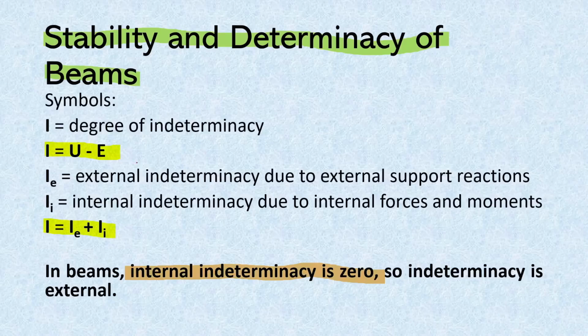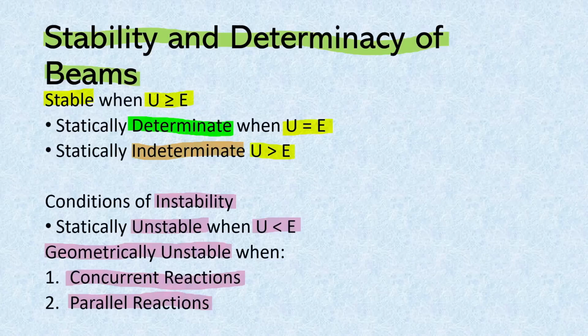And so ito lang yung gagamitin natin. Now, for the conditions of stability, when the number of unknown reactions exceeds the number of static equations, the total number of equations, then our beam is statically stable. Now, if our beam is stable, it may be determinate or indeterminate.